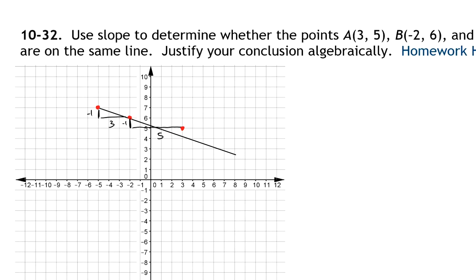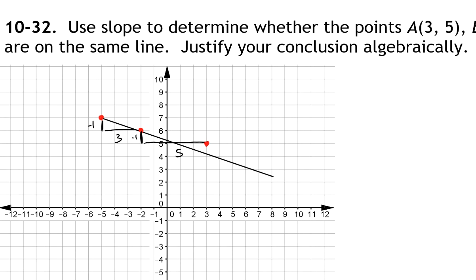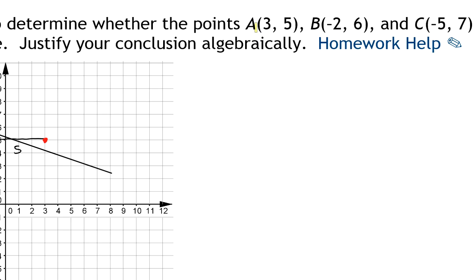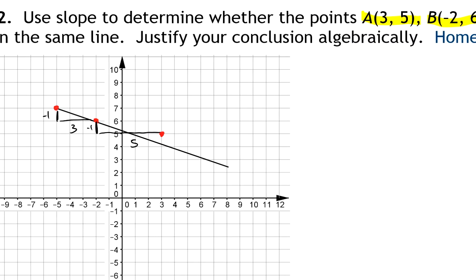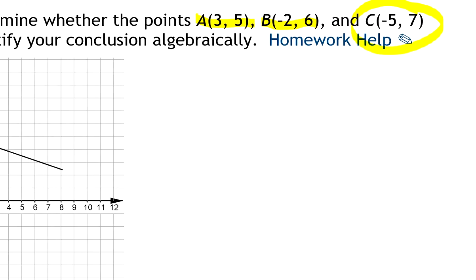Now, it does say justify your conclusion algebraically. I suppose what I could do is find the equation of the line that goes through 2 of the points, and then I could test whether this third point satisfies that equation, if it makes it true. I already have a very strong sense that no, that third point will not, and I can see why from this graph. But the reason why I would take this a step further is this is just phenomenal practice, right?